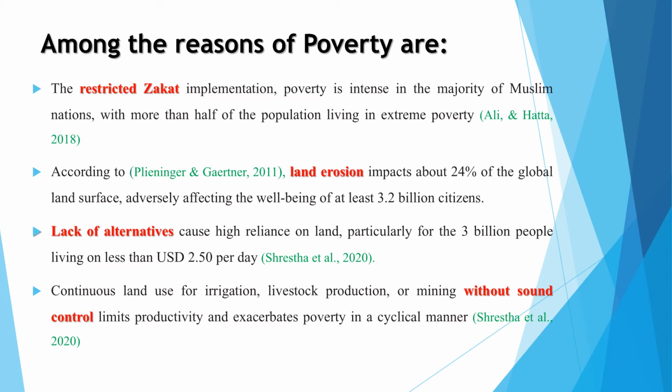According to Cleninger and Gartner, land erosion impacts about 24% of the global land surface, adversely affecting the well-being of at least 3.2 billion citizens. Lack of alternatives causes high reliance on land, particularly for the 3 billion people living on less than 2.5 USD per day. Continuous land use for irrigation, livestock production, or mining without soil control limits productivity and exacerbates poverty in a cyclical manner.